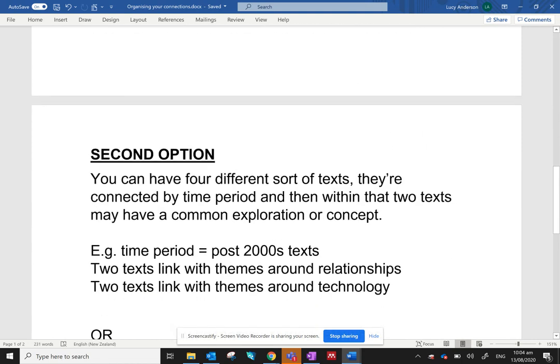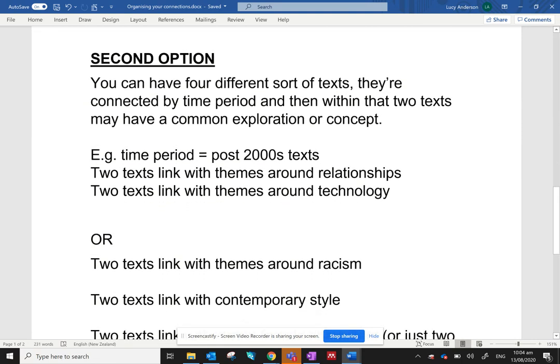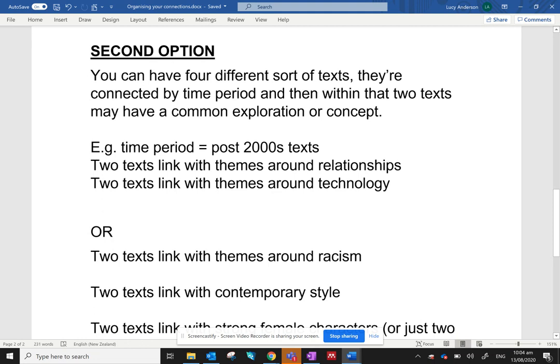However, most of you will probably find that you've got different sort of trends. So if you look in the booklet that I've given you, if you're using that, you'll find that there are some on environment, some on relationships, some on racism. I've kind of got various trends within there. There's multiple different ones. So if you've chosen from there, you may find that you've got two texts that connect, but two texts that don't match those other two, and that's totally fine.